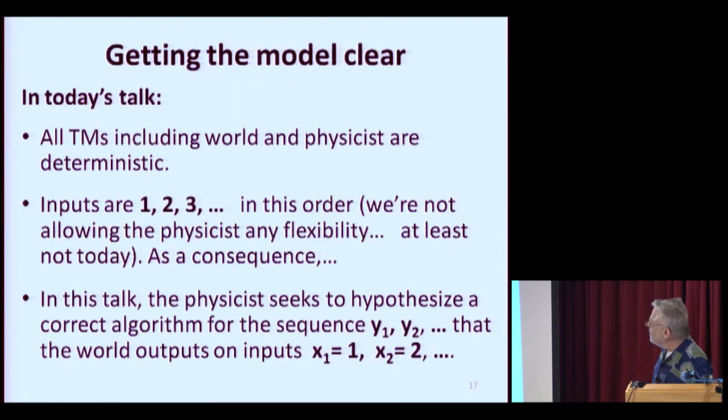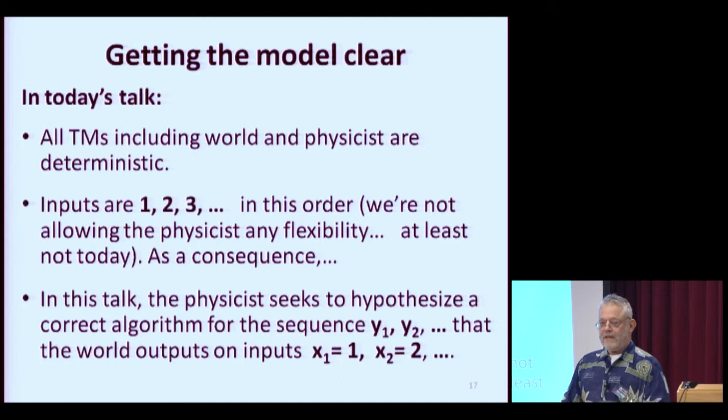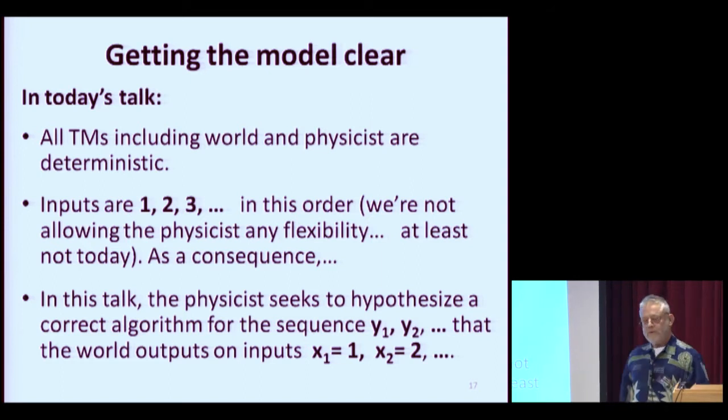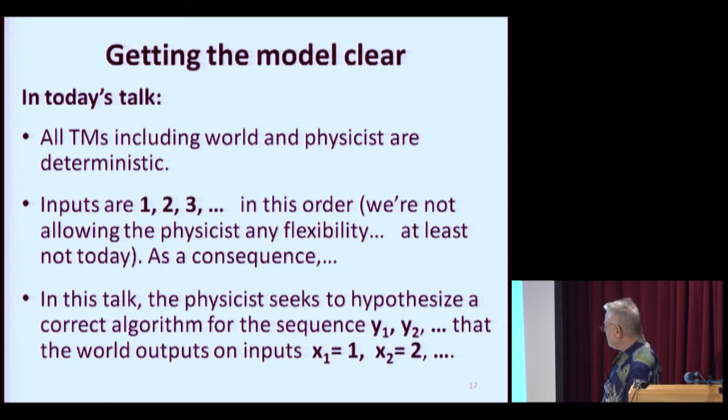All right, let's go on. Getting the model clear. All Turing machines, including the world and the physicist, are deterministic. It's going to be even easier. I don't want to get into the business of how the physicist decides what experiment to do. When Kepler was trying to figure out the orbits of Mars, he already had the data. He was not doing the experiment himself. Tycho Brahe had done that. He had the data, and I'm trying to do something like that. How did Kepler manage to come up with laws from this data? So I'm going to assume here that the inputs are 1, 2, 3, 4, 5, 6, which is very nice, and in this order, so we're not allowing the physicist any flexibility in this talk, at least not today.